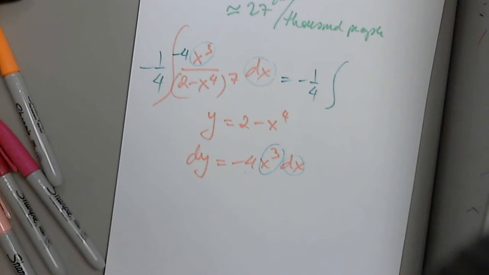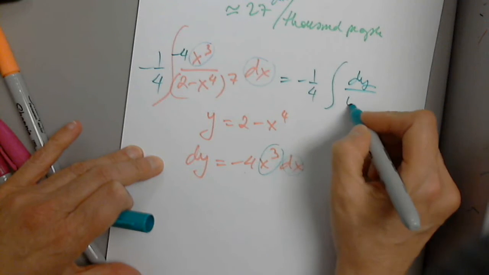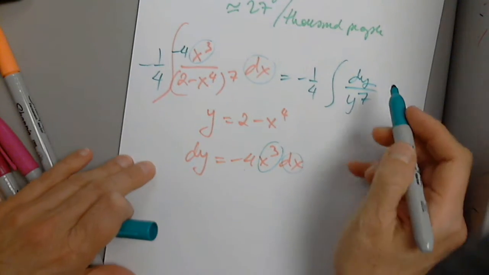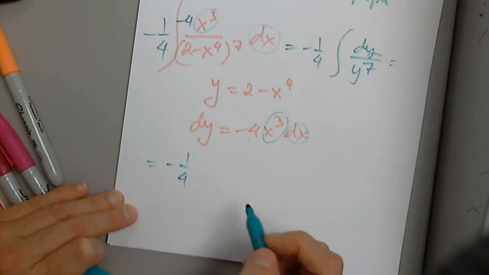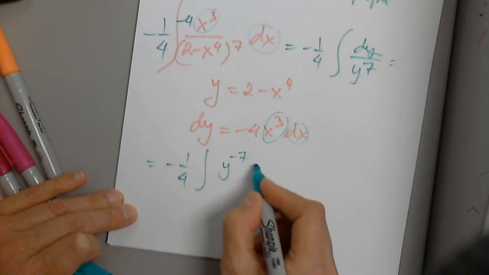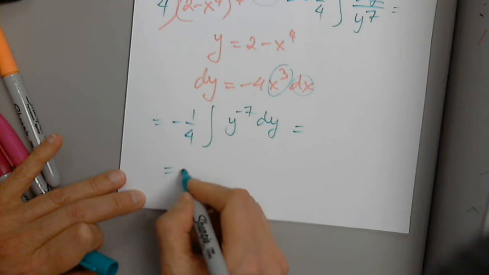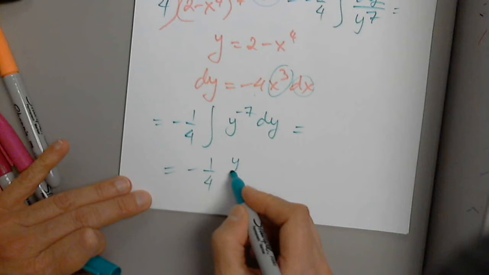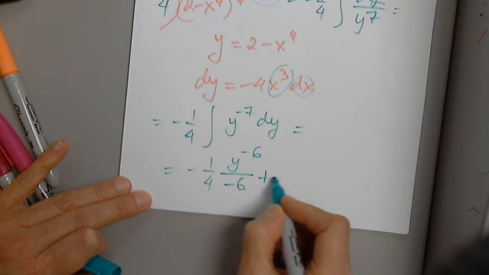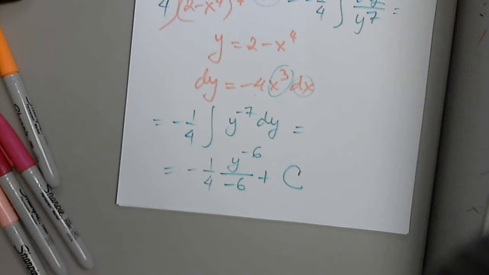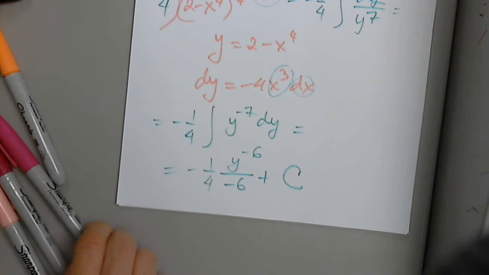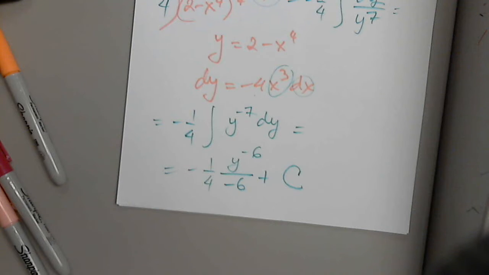And now can anyone dictate the integral inside? dy over y to the 7th. Excellent. That's it. So then this becomes a -1/4 times the integral of y to the -7 dy, because it's easier to integrate y to the -7. So thus we have -1/4 y to the -6 over -6 plus a constant c. This is good, but it's not good enough. It's an indefinite integral. I have to go back to the variable.